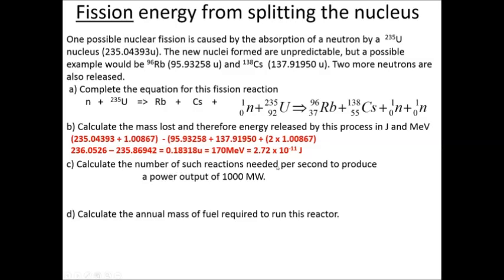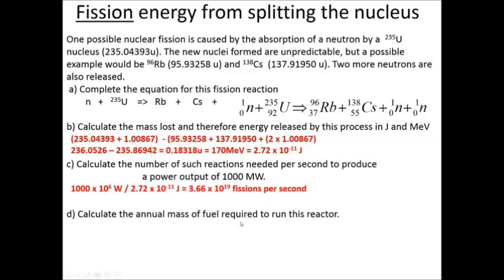Now calculate the number of such reactions needed per second to produce a power output of 1000 megawatts. So we're considering a nuclear power station with a power output of 1000 megawatts. So 1000 megawatts is 1000 times 10 to the 6. Divide that by each of our fissions, which we worked out was 2.72 times 10 to the minus 11 joules, and this will give us 3.66 times 10 to the 19 fissions per second. Remember, 1000 megawatts means 1000 megajoules per second. So dividing that by the number of joules per fission gives us 3.66 times 10 to the 19.